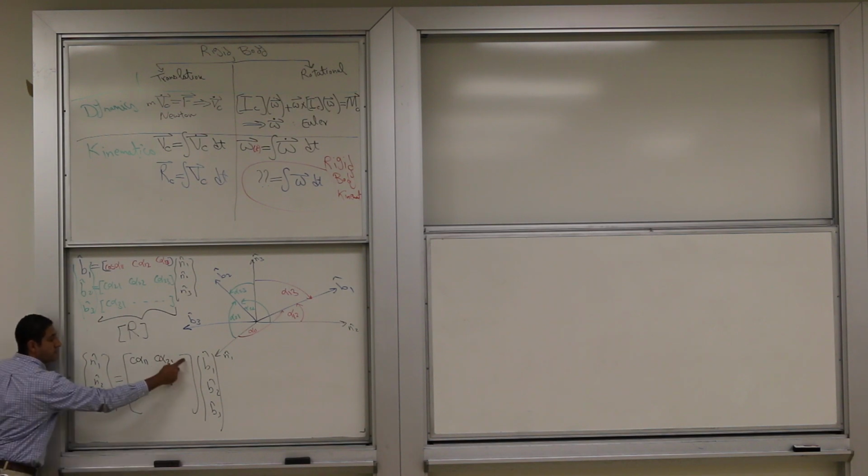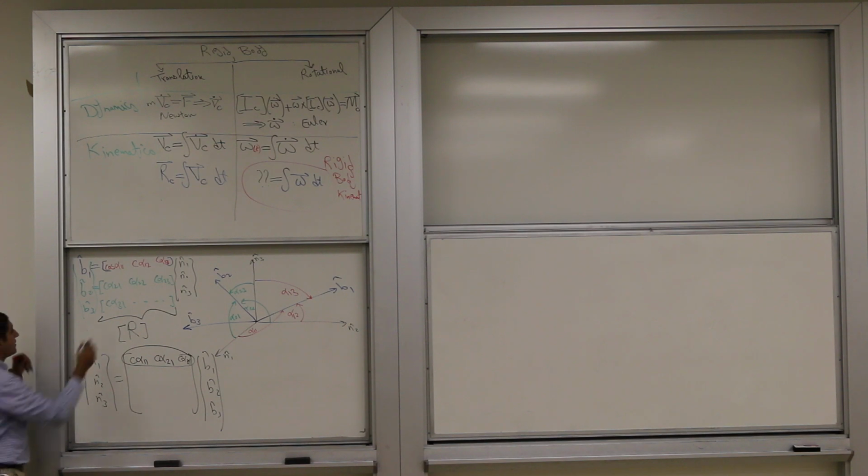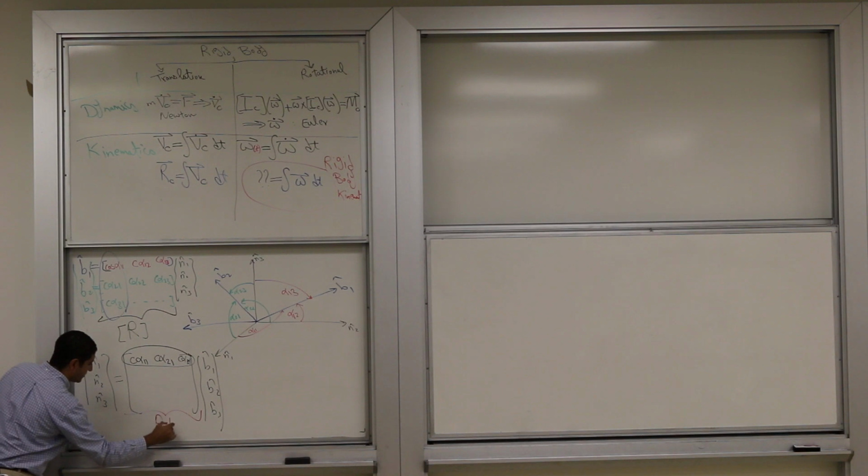What's this guy? I'll give you some time to write. What's this guy? Cosine alpha 3, 1. What is this row? The column of the other. Exactly, it's the first column. So you can simply see that the relation between N and B, this matrix will be what? R transpose. Okay? Any question about that?